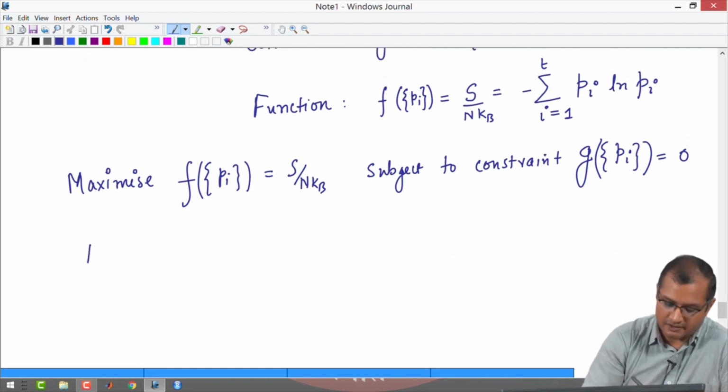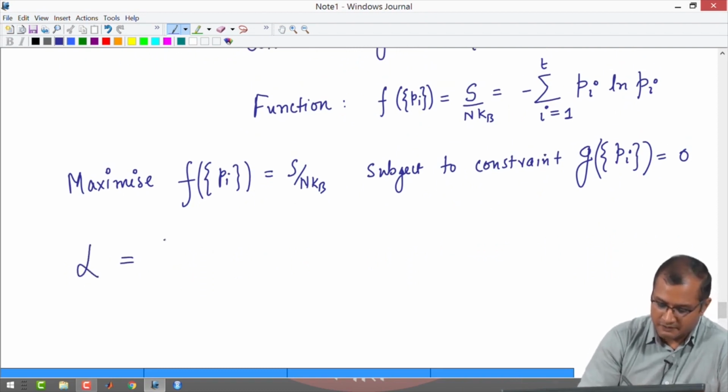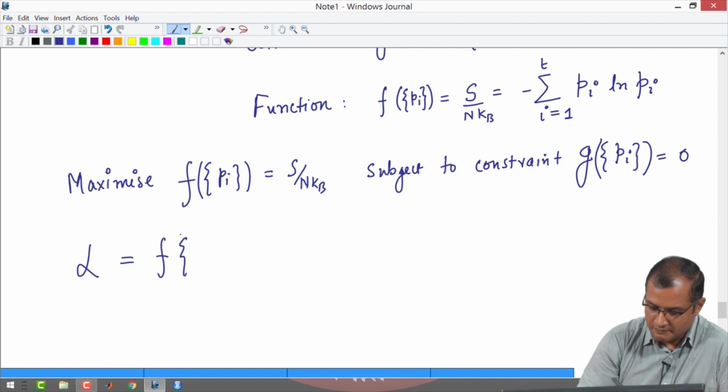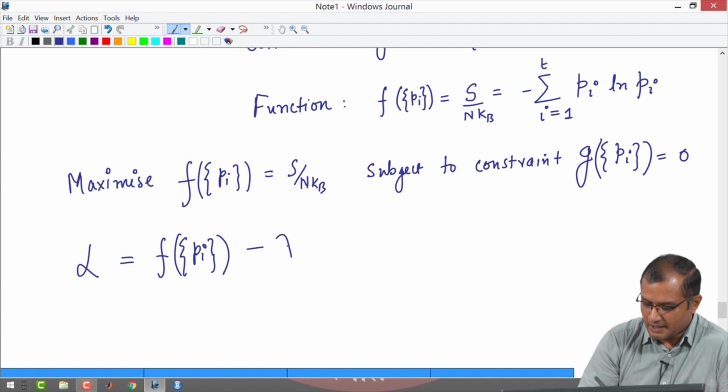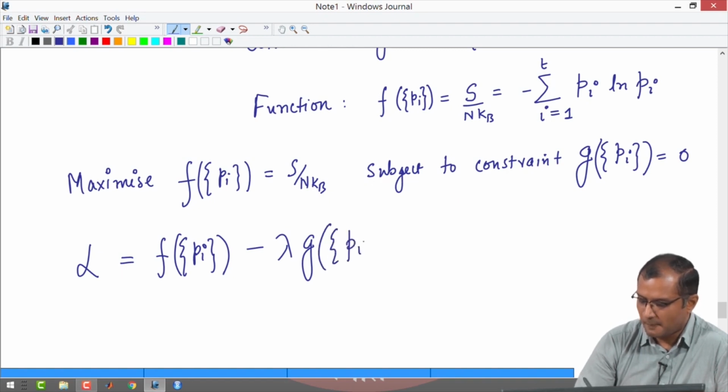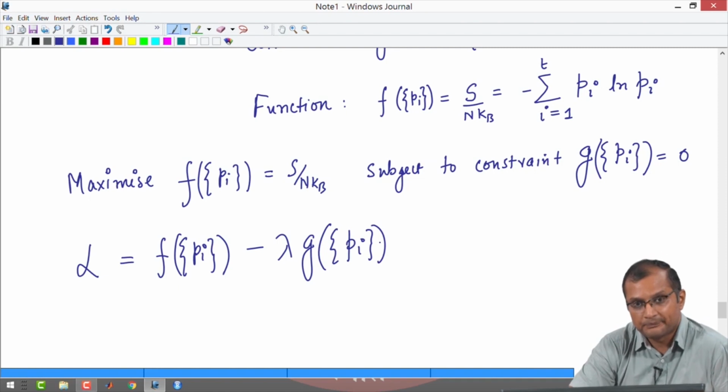So, I can define a Lagrangian, which is my function minus lambda, lambda being the Lagrange multiplier: f minus lambda times g. The prescription remains the same.